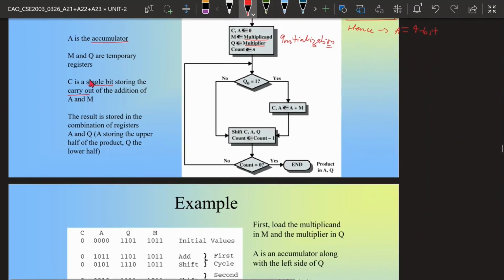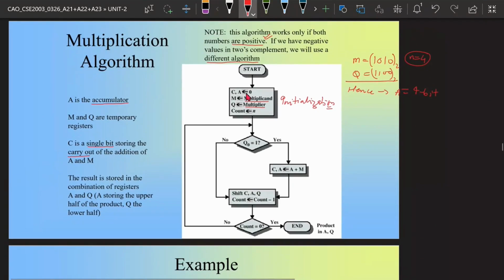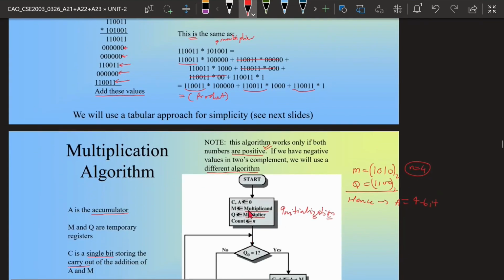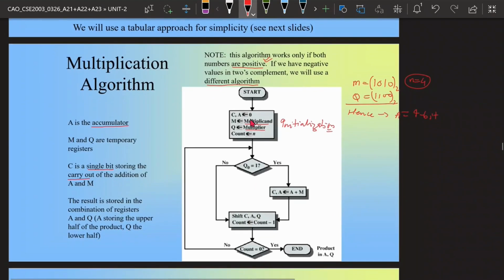Okay, so C is the single bit storing the carry out of the addition of A and M. In the case of accumulator content and M, we should be adding, because the accumulator is initially initialized to 0, and we are adding the multiplicand. How many times we should be adding and what shift we should be providing, we will get to know here. Based on that we repeat this loop n times. So n will be the number of bits of the multiplicand and multiplier.